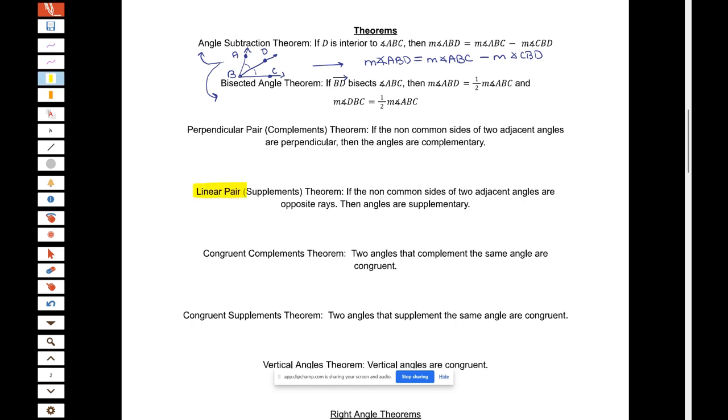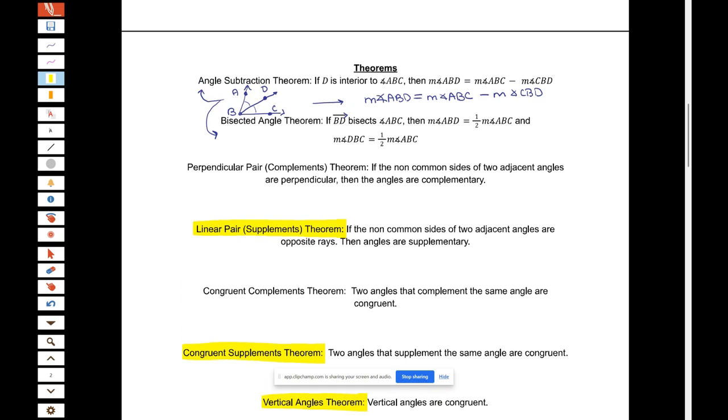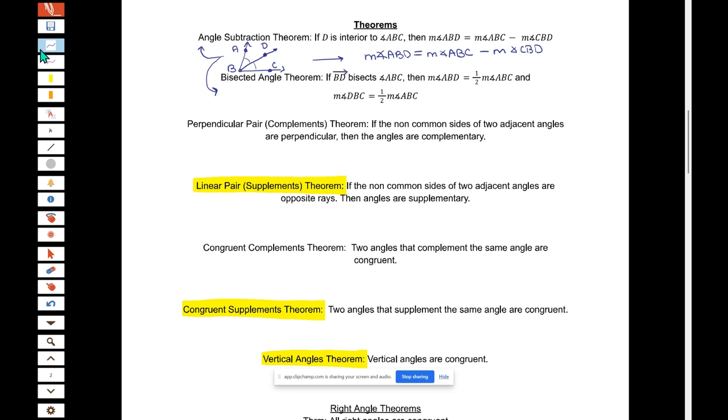This one we will use a bunch, and this one we will use a bunch. They're, I guess you could say, sister theorems having to do with complementary angles. We do use some, but we don't use quite as much. And vertical angles, we're going to use those all the time.